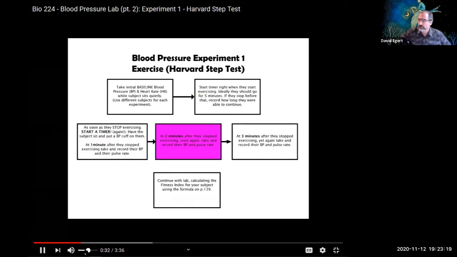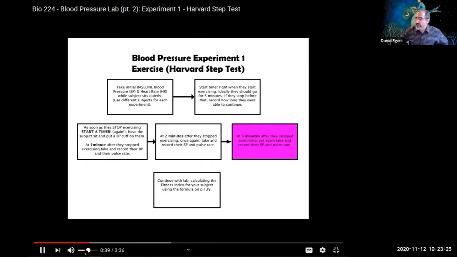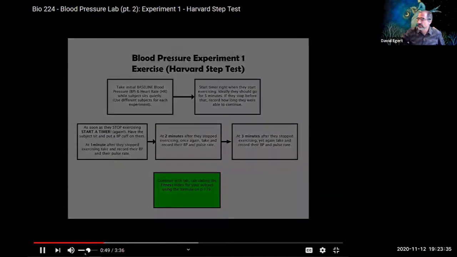At 2 minutes post-exercise, once again, you'll take their blood pressure and heart rate. And at 3 minutes post-exercise, once again, you'll take their blood pressure and heart rate. After you've got your data, you can calculate their fitness index and continue on.